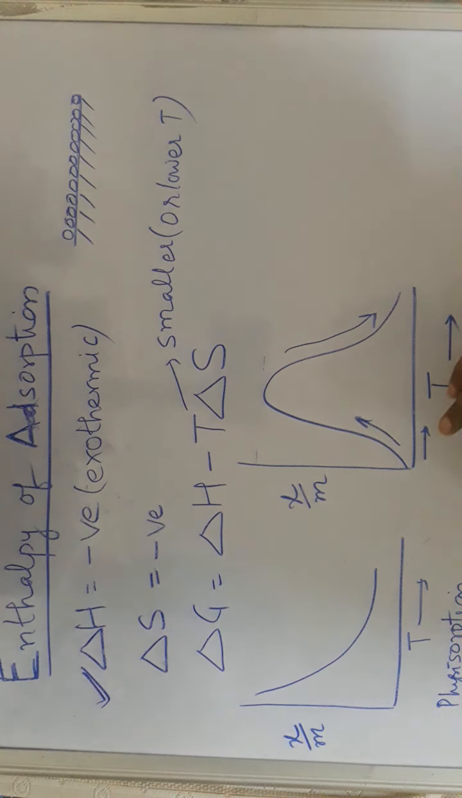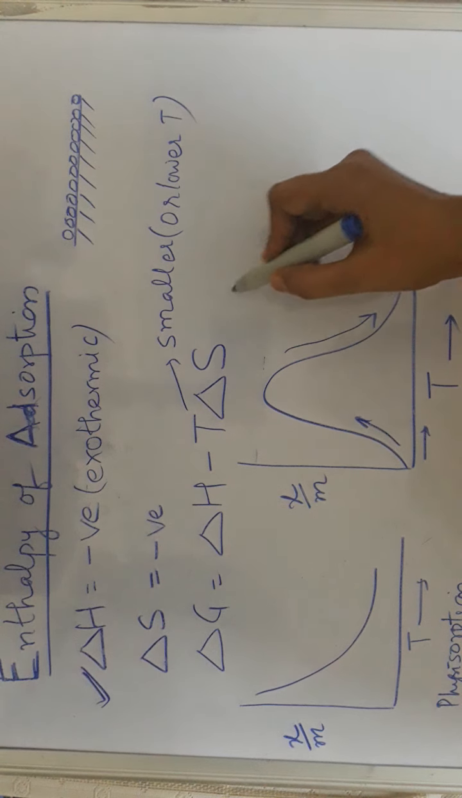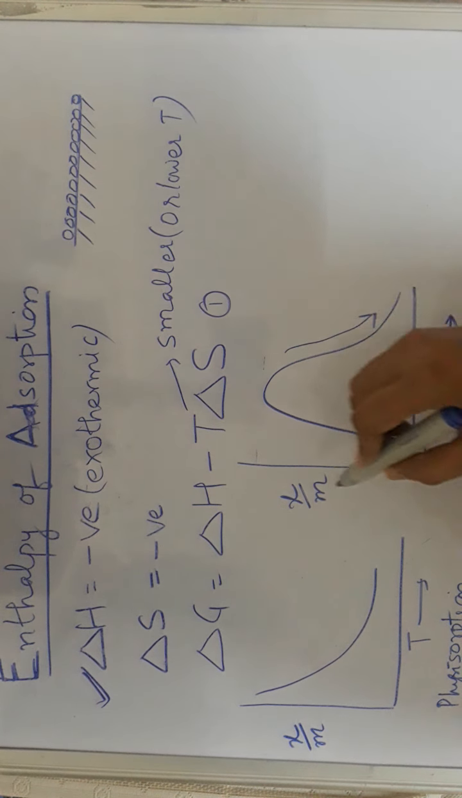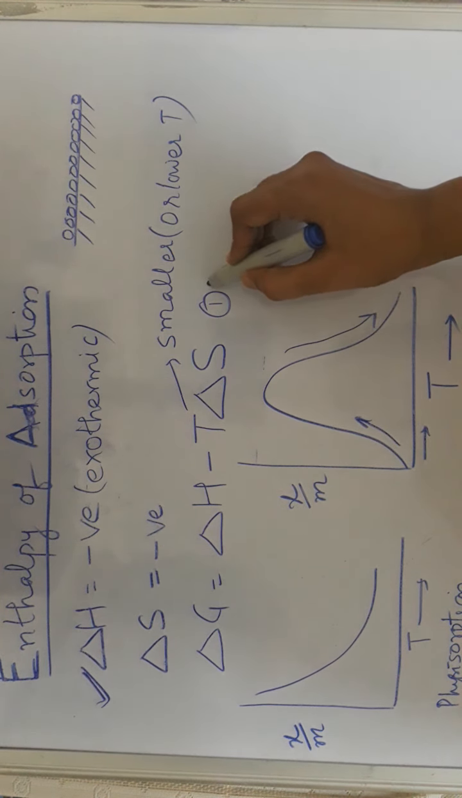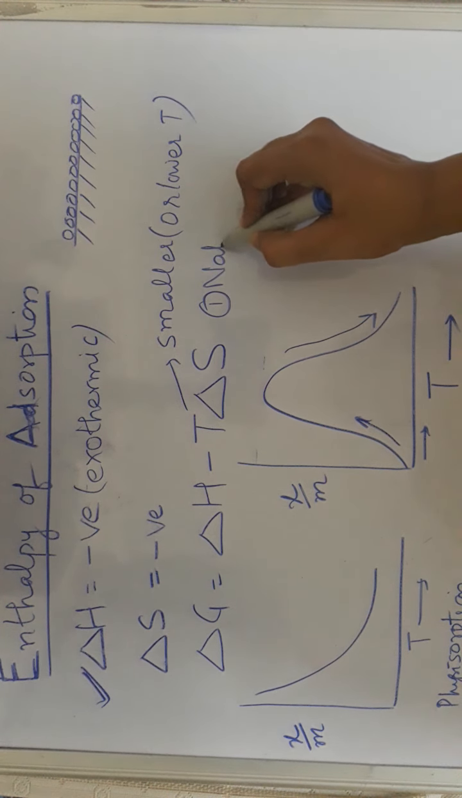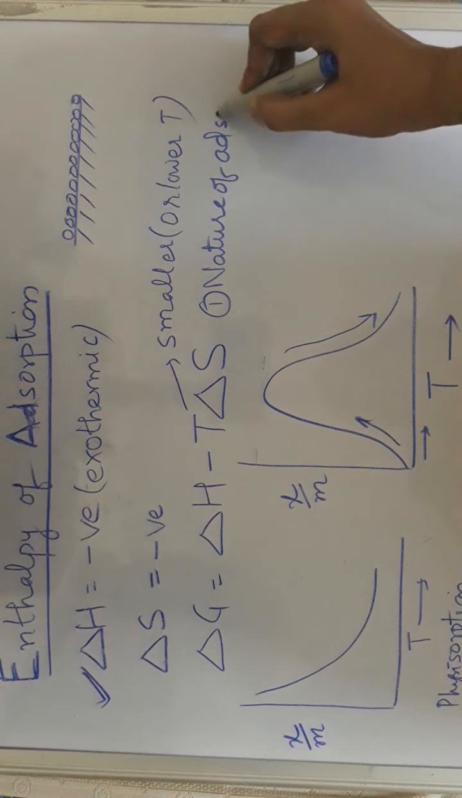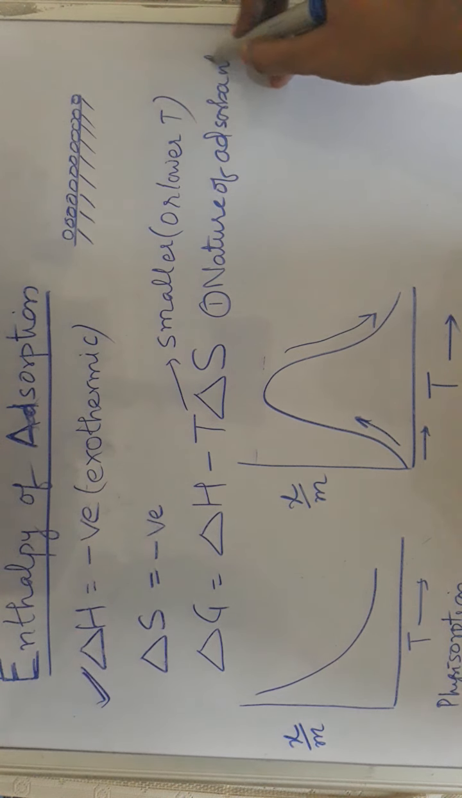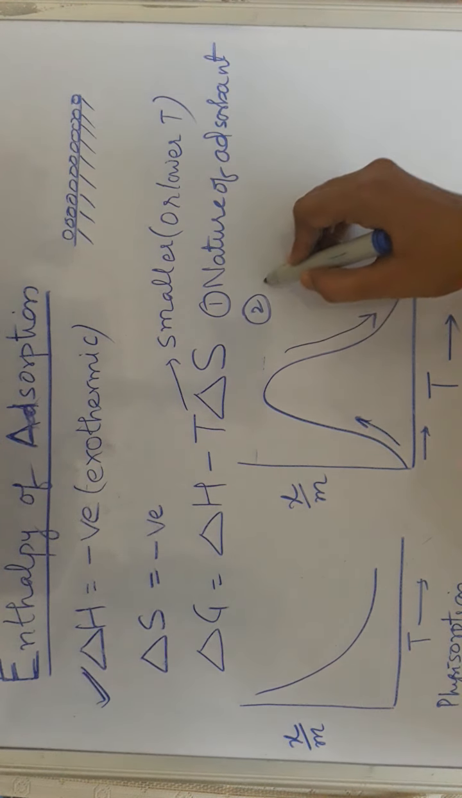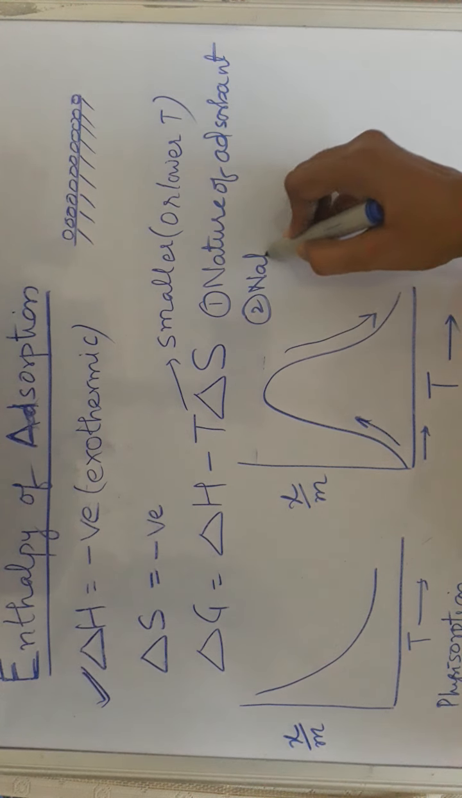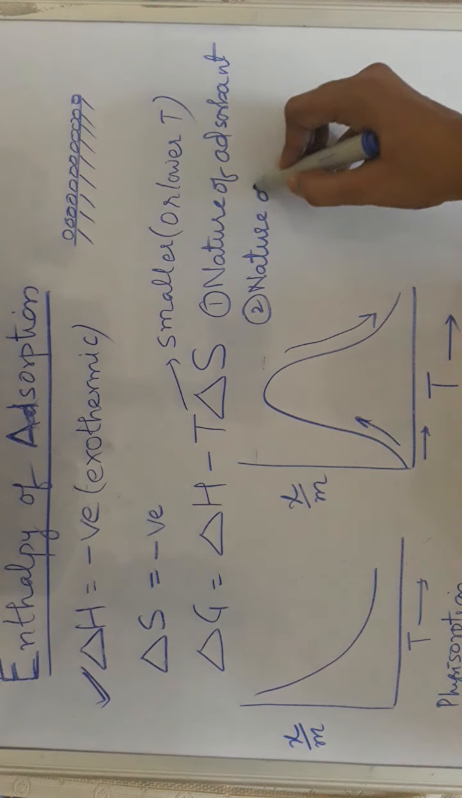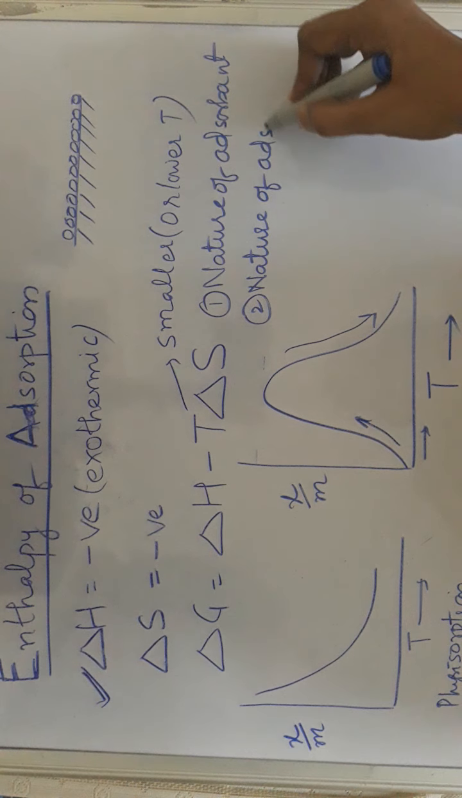Now this is the effect of temperature we understood on the extent of adsorption. Now what are the other factors that affect the extent of adsorption? One is the nature of adsorbate. Secondly, it is the nature of adsorbent.